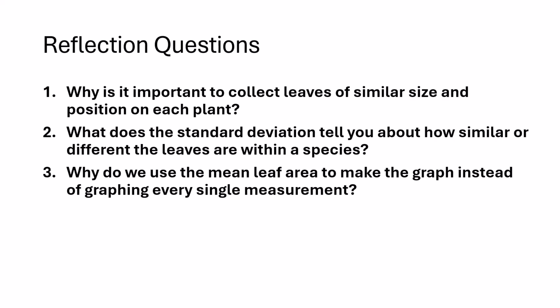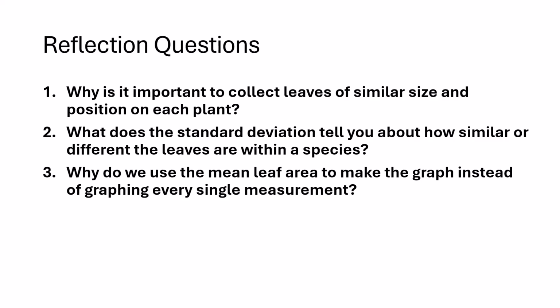Before you answer these reflection questions, I want you to think about why we designed the experiment the way we did, not just what steps you followed. For the first question about collecting leaves of similar size and position, think about fair comparisons. Ask yourself, what would happen if one species was measured using young leaves and the other using old leaves? Or if some leaves came from the top of the plant and others from the bottom? Would any differences you see really be due to species, or could they just be due to how you sampled? This question is really about controlling variables, so your results are actually interpretable.